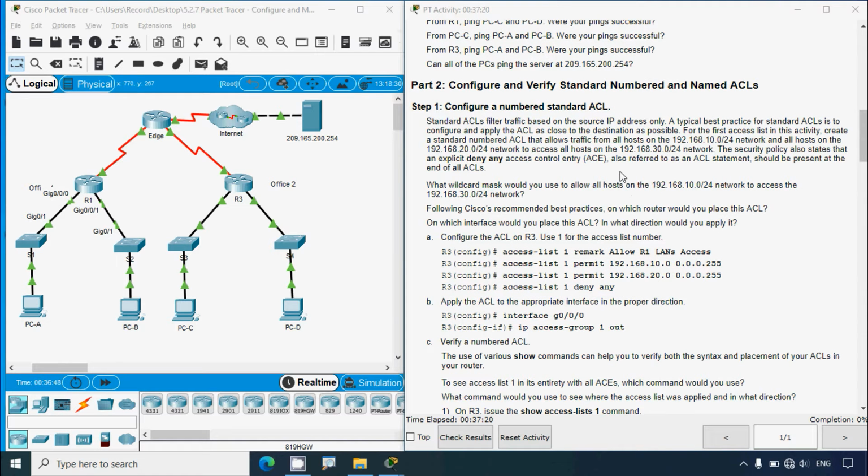Okay, here we will allow only the hosts from these networks, 10.0/24 and 20.0/24, to access this network, that is 30.0. So we will identify these networks in this topology.